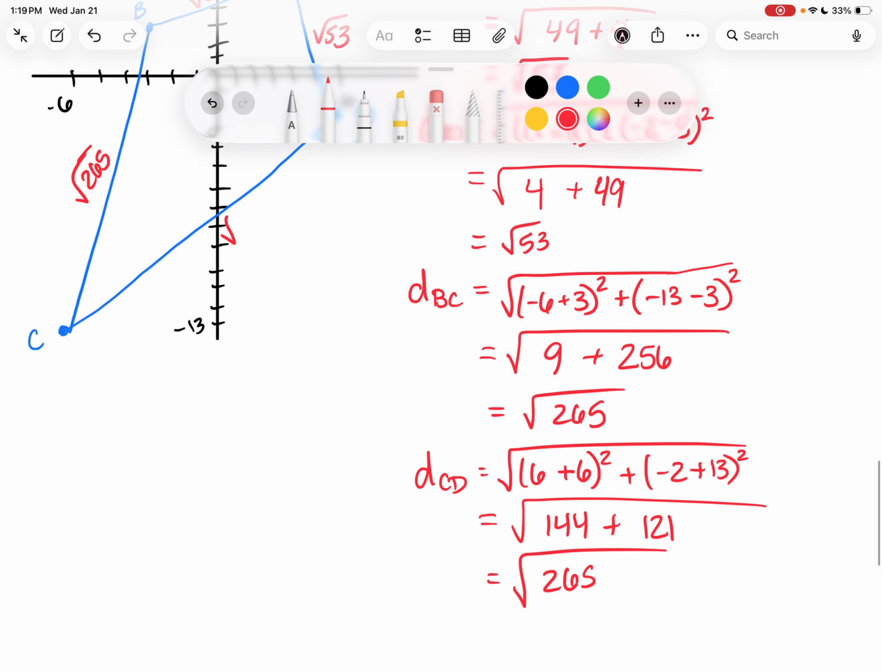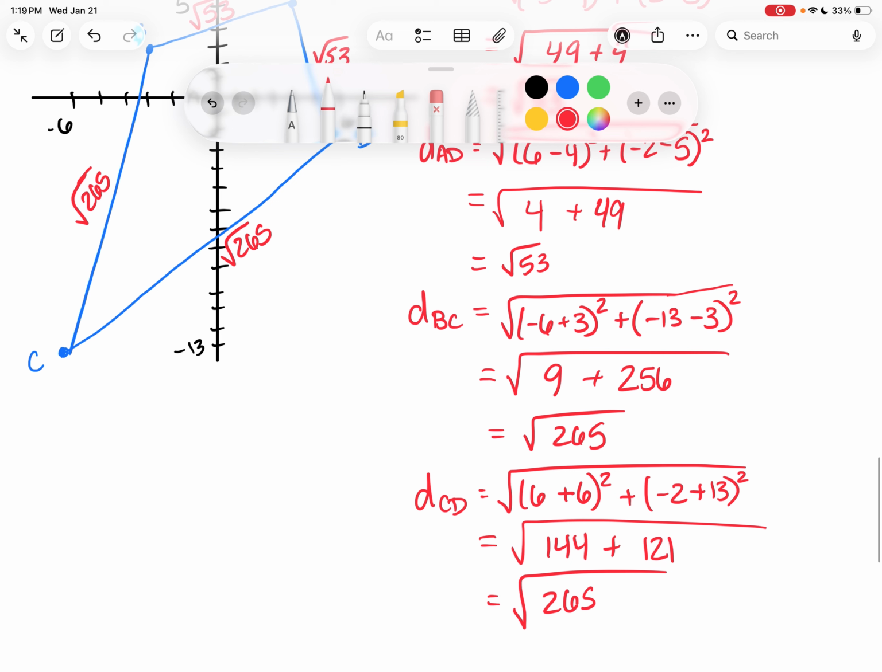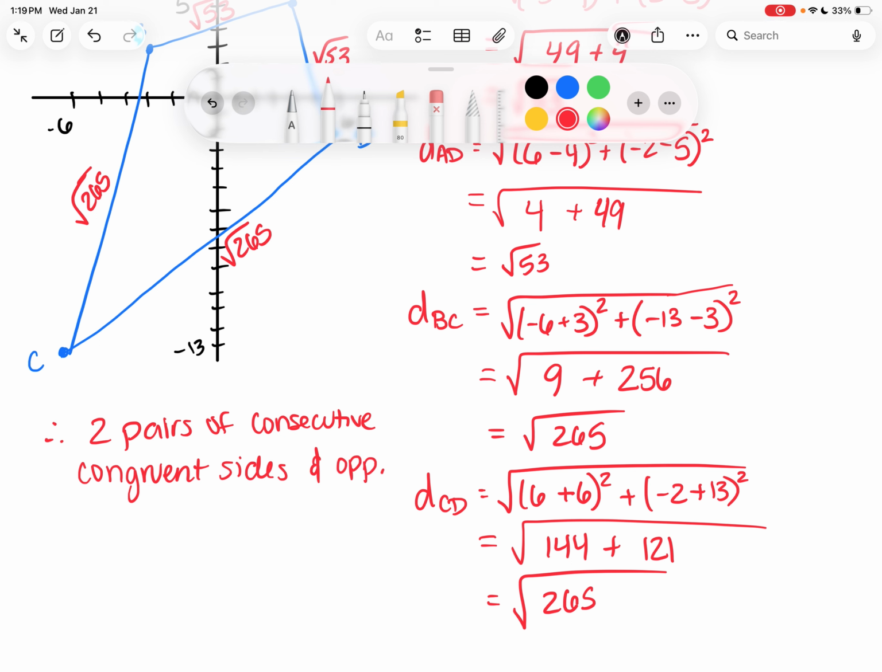So, is it a kite? Yep. So then we would say something like: 2 pairs of consecutive congruent sides and the opposite sides are not congruent. If you draw a congruent symbol and put a slash through it, that means not congruent. That's how we would sum up to prove that it is a kite.